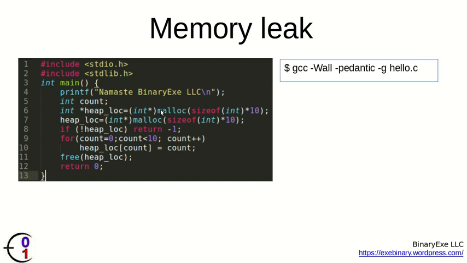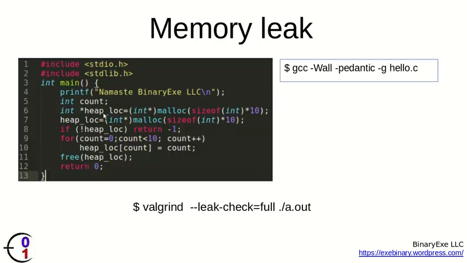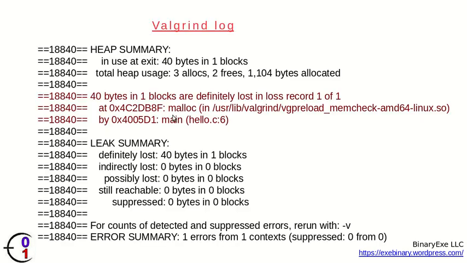So when you run the tool again using the same command, you have to compile, and then run this command to see the log, and you will see a log which will indicate that 40 bytes in 1 block are definitely lost. It is also mentioning line number 6. Line number 6 is nothing but the first malloc, and this way it is also mentioning definitely lost 40 bytes in 1 block. So guys, this way you can understand where the problem could be. You have to debug the same way. If there is a memory leak, you have to work on it.